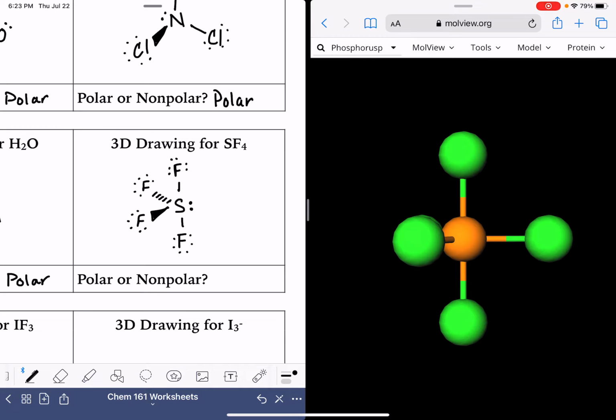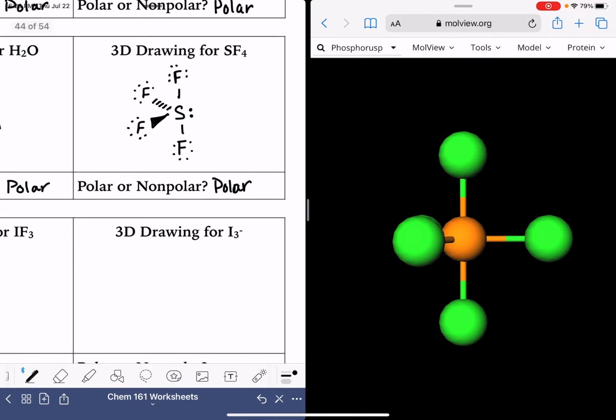Is this molecule polar or not? To answer that question, we focus on the central atom. There is only 1 lone pair on the central atom, which means that we do not have evenly distributed electron density. It's impossible when you only have 1 lone pair, so this molecule is polar.